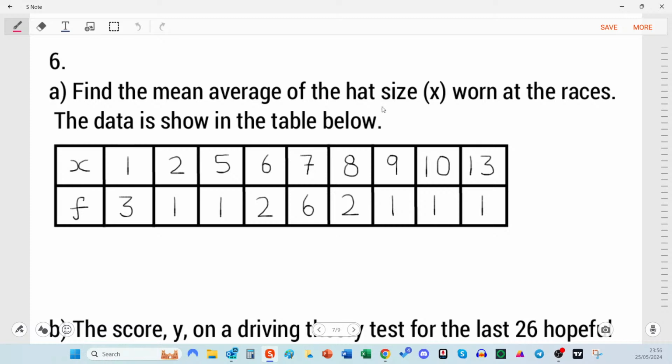Find the mean average of the hat size X in this case. So look at these hat sizes. They go from 1, 2, 5, 6, 7, 8, 9, 10, 13. There's probably some in between, but these people only have these sizes. And this is on this paper, these questions, because it comes up every year. If there's something you need to be able to do, it's find the mean from a frequency table. So that's what this F is. It means frequency.